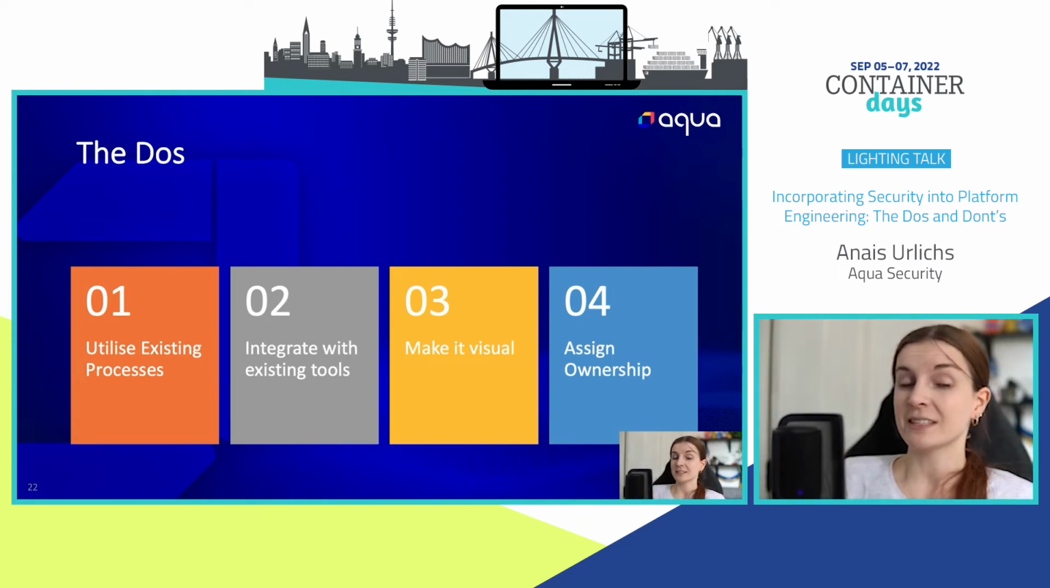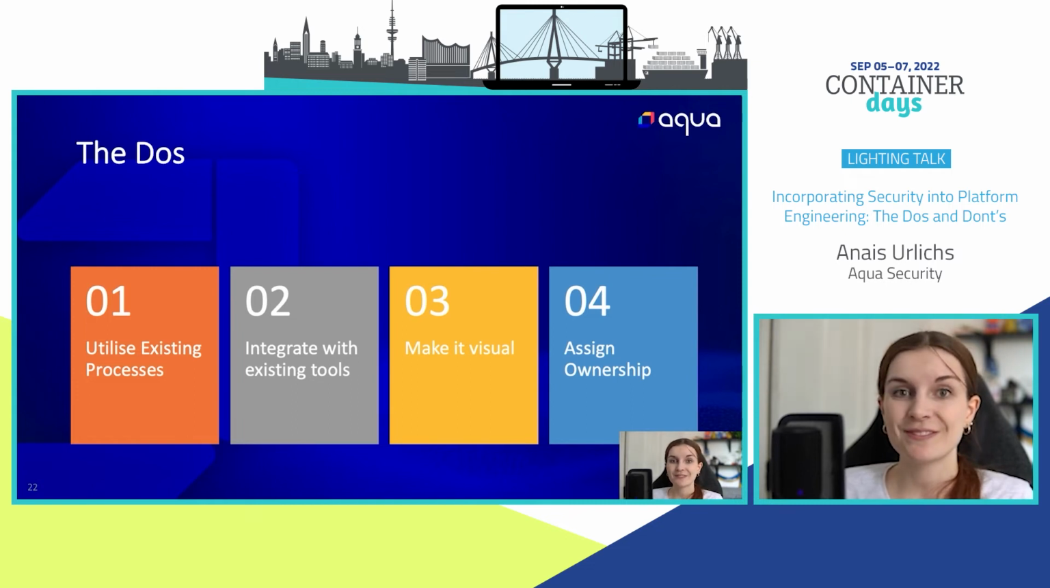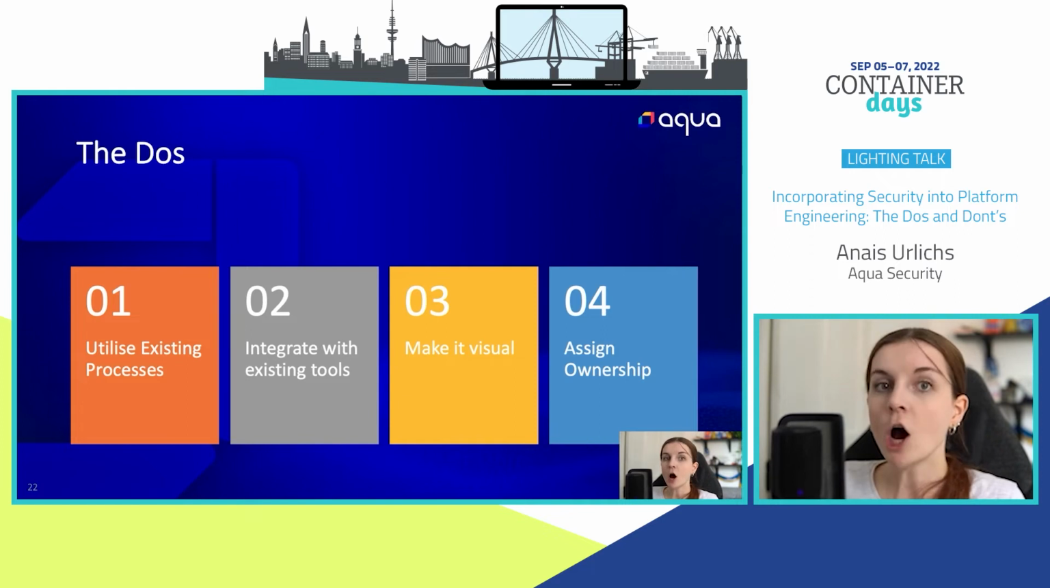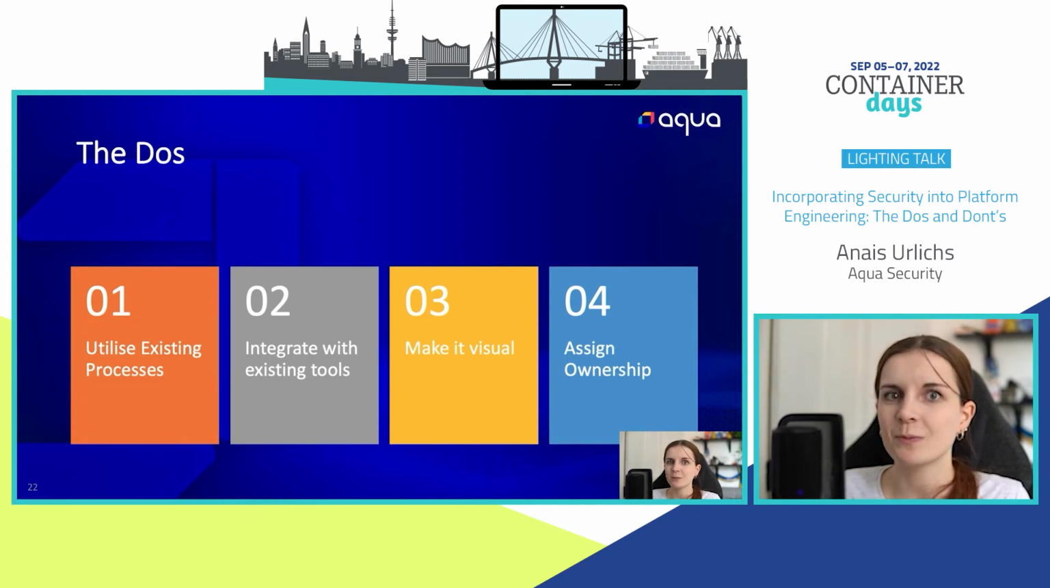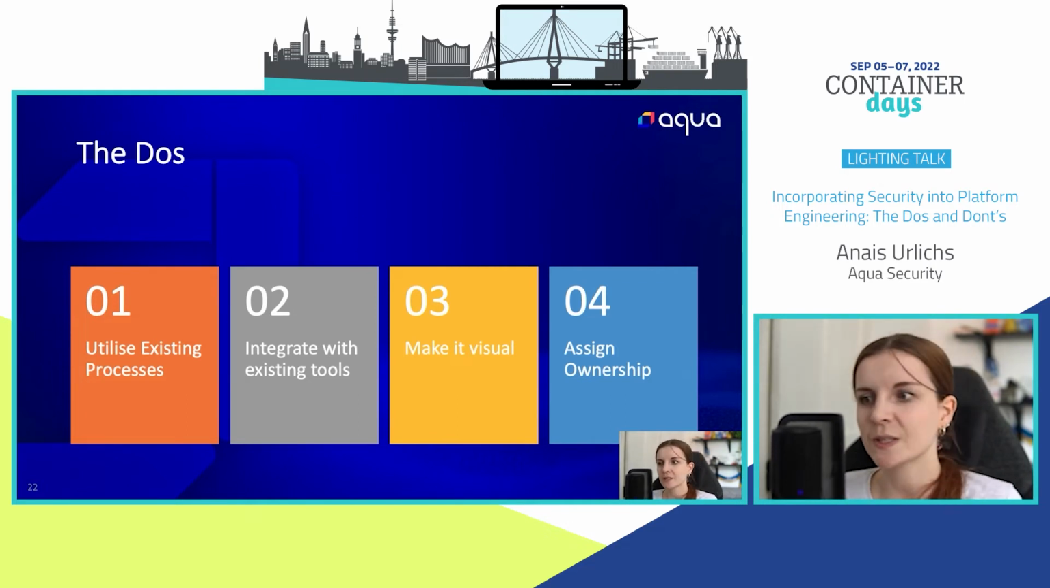Then integrate with existing tools, like I just mentioned. If you're using VS Code, make sure to use extensions. There are lots of different security scanners that have extensions that you can integrate into your existing developer processes. Also for cloud native development and infrastructure development, such as defining your Terraform configurations, there you can have on-the-go active scanning of those resources.